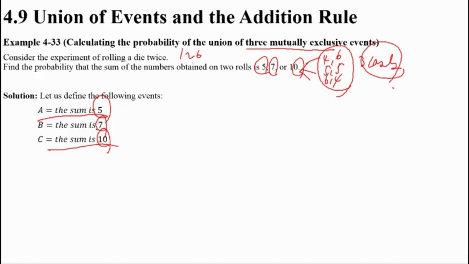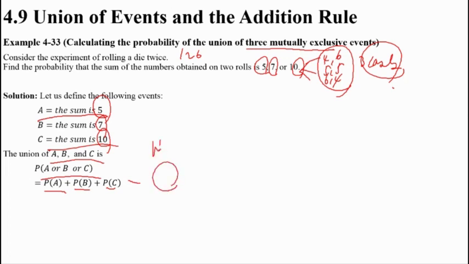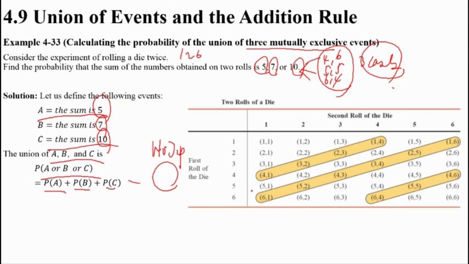Okay, three events. So the union of A, B, C is A or B or C. Looks separate, no joint probability. Why? Look at the figure here. This is only the sum 5, this is only 7, this is only 10. Looks like nothing is common, right? No joint probability, only marginal probability.